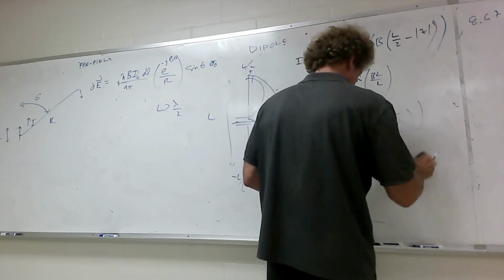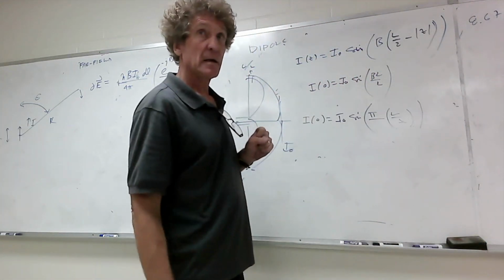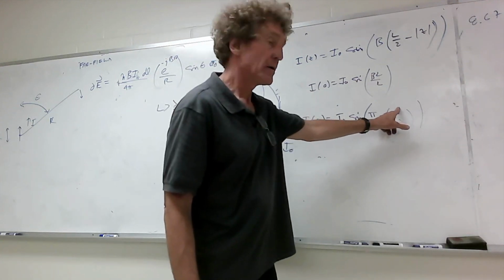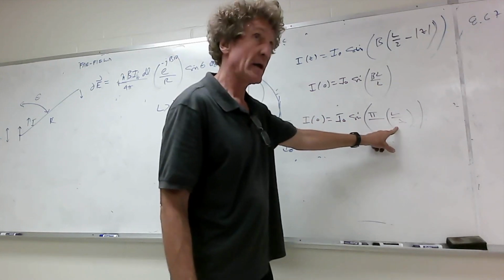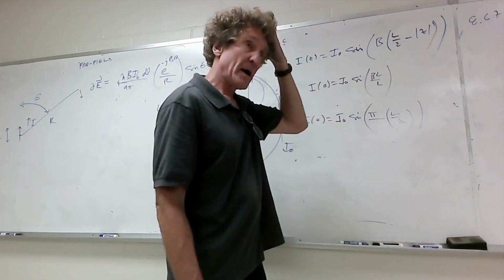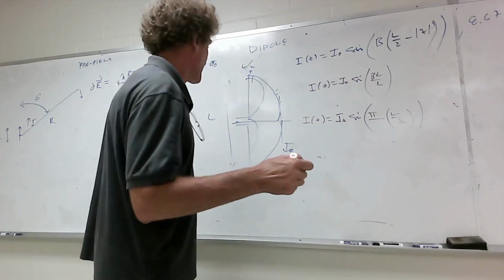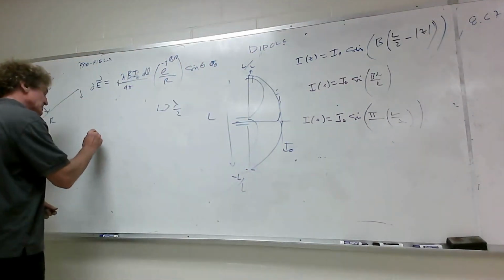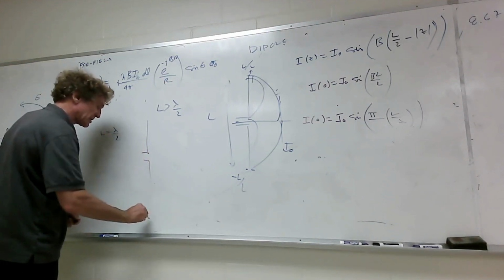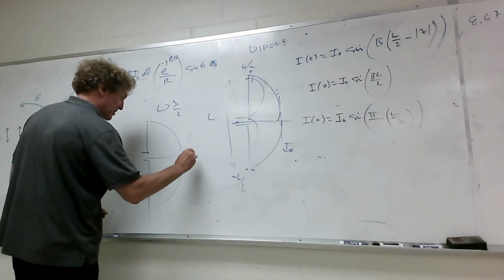Now, follow me on this, guys. L is the length of the antenna. When L is equal to lambda over 2, lambda over 2 divided by lambda is 1/2, times pi is pi over 2. The sine of pi over 2, or sine of 90 degrees, is 1. So when you have an exact half-wave dipole, the current distribution on it looks like this. This would be the current.